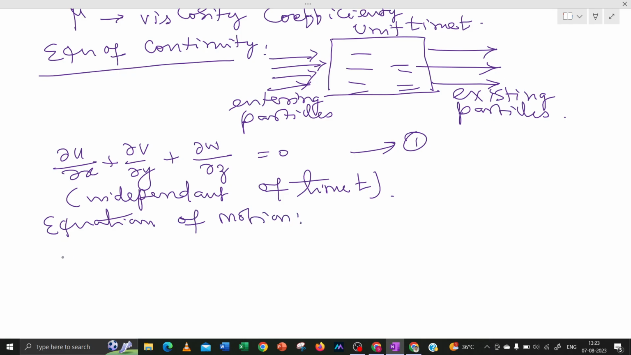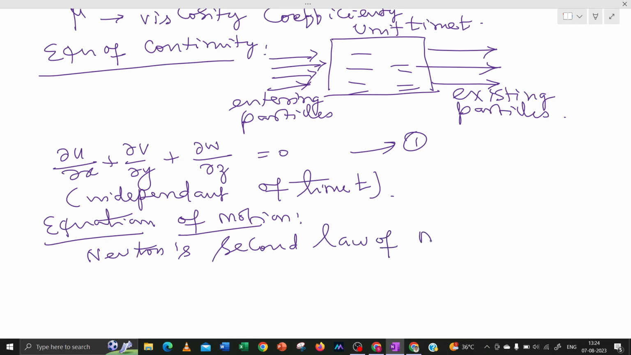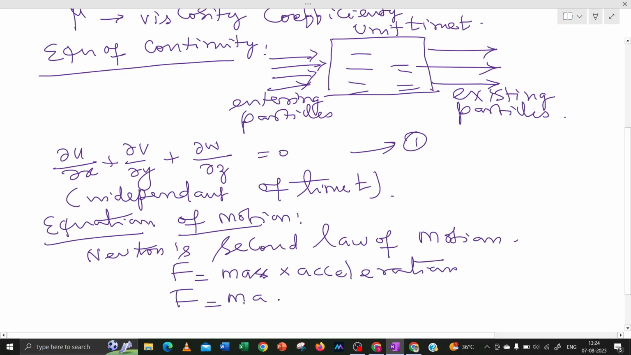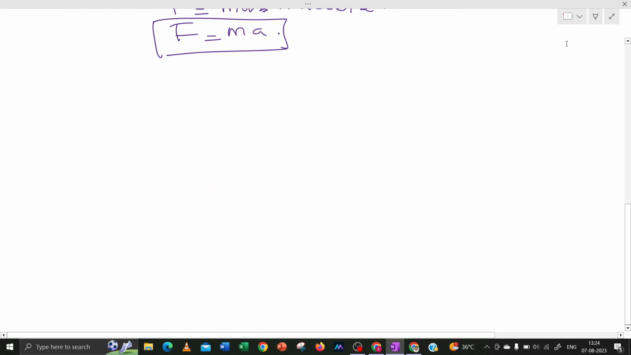The equation of motion for the blood flow is based on Newton's second law of motion. What is Newton's second law of motion? Can you guess it? That is force equal to mass into acceleration. That means F equal to m a. It is Newton's second law of motion.